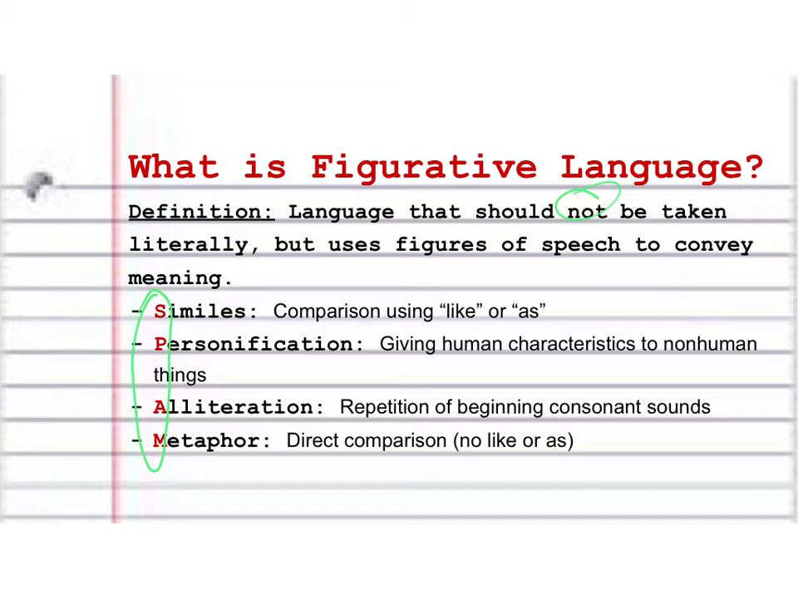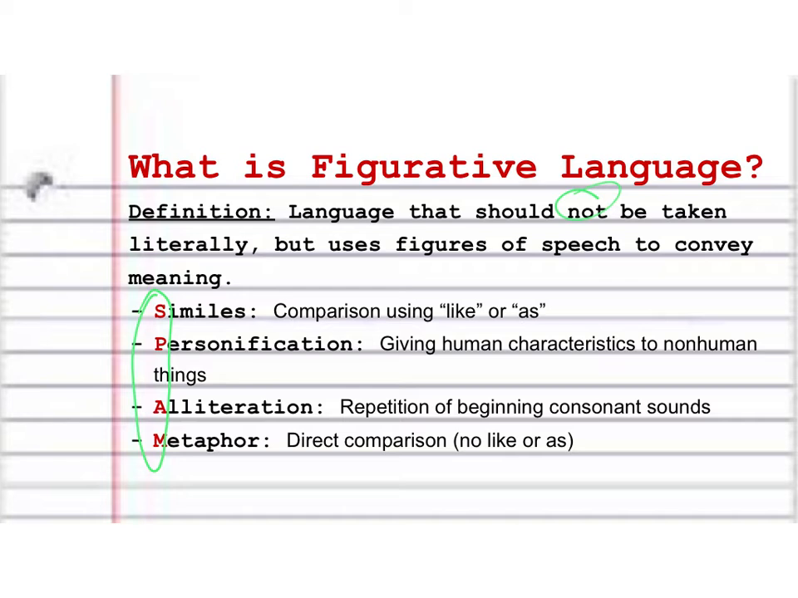I think you guys probably know all of these already, but let's just do a quick review. Similes are comparisons using like or as. Personification is applying human characteristics to non-human things. Alliteration is the repetition of beginning sounds, specifically consonant sounds, but there are other sounds you can repeat as well. And then metaphors are direct comparisons where you don't actually use like or as in making the comparison. So let's jump in.